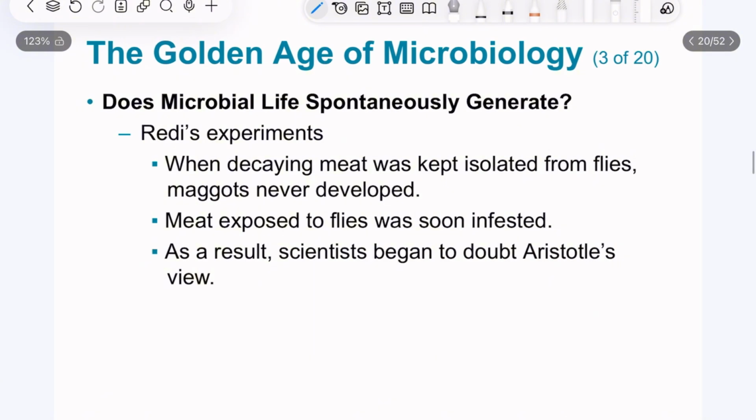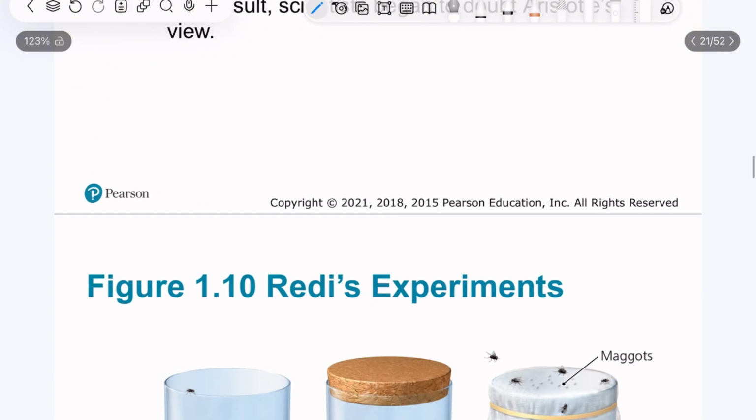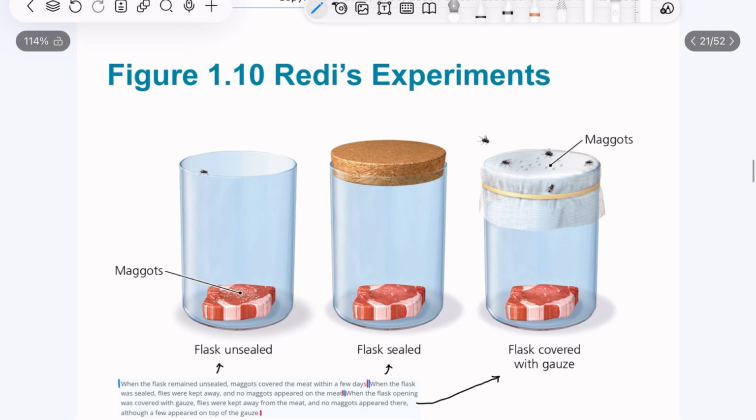So Redi's experiment. Now, I'm going to come back to this slide because I think it's better to show you in pictures. So Redi's experiment was designed to challenge the theory of spontaneous generation. Specifically, Redi tested the belief that maggots spontaneously emerge from rotting meat.